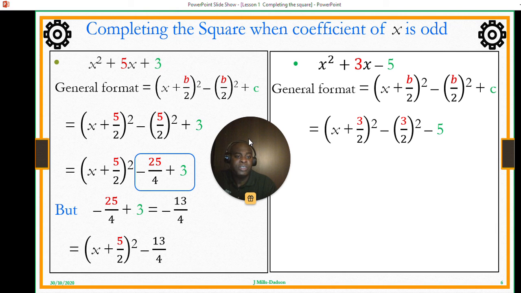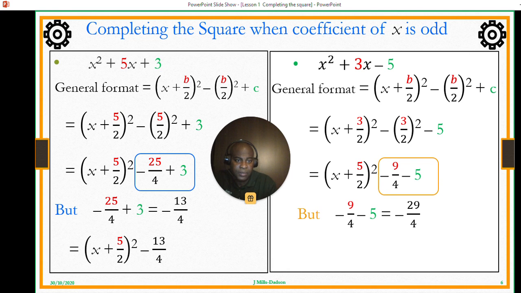Next is 3 over 2 squared. Compute that. That gives you 9 over 4. So negative 9 over 4 minus 5. Work it separately. That gives you negative 29 over 4. So replace negative 9 over 4 minus 5 with negative 29 over 4 to complete the square. So you're going to have x plus 5 over 2 all squared minus 29 over 4.